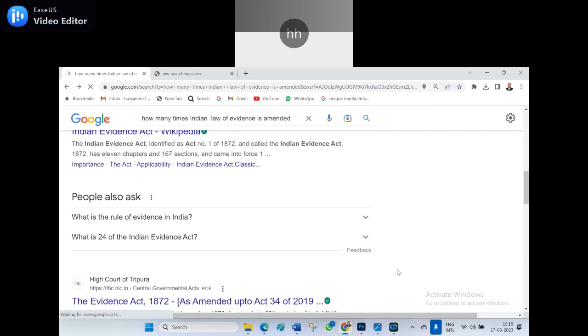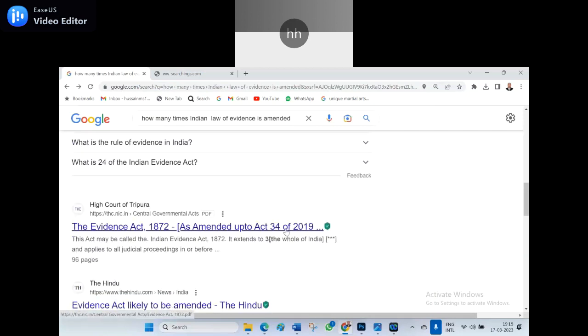2019. Yeah, here it is given, last amendment 2019. Let us see what it exactly says. And what is the act number of the last amendment 2019? Act 34 of 2019. No, let us see that, because it is still opening the 2019 act. Because it is a PDF file, it takes time.